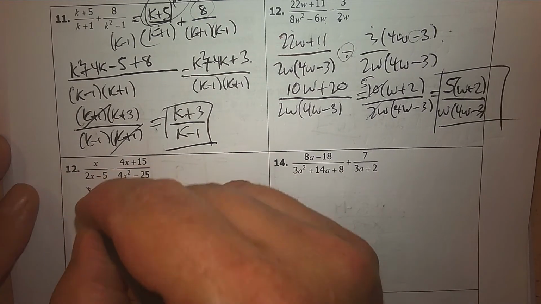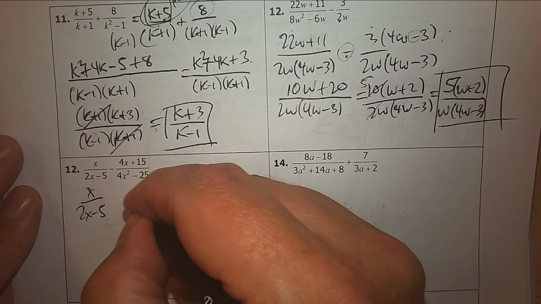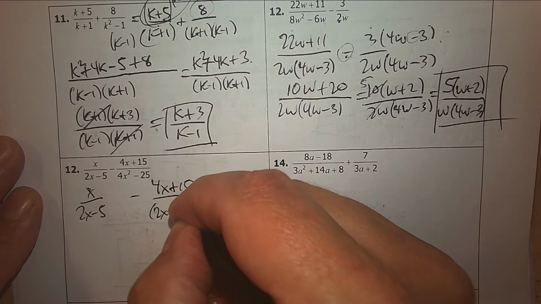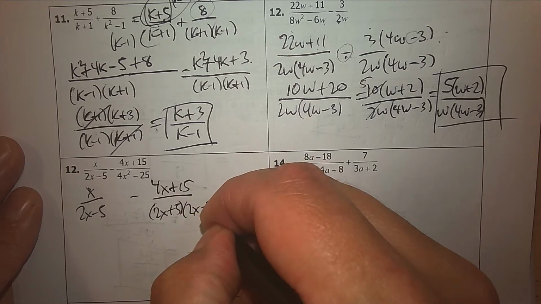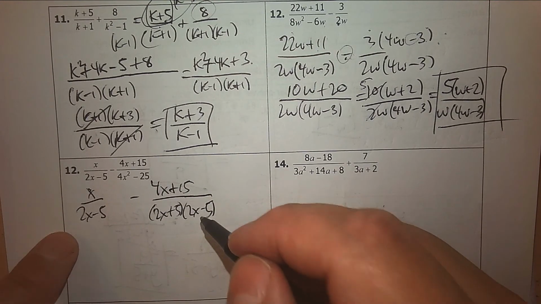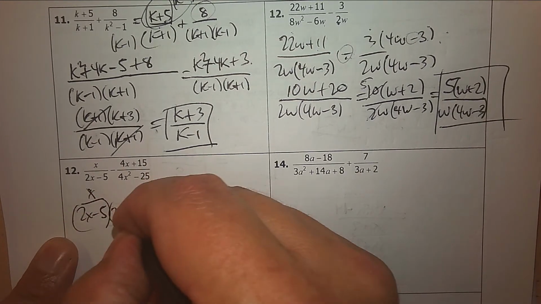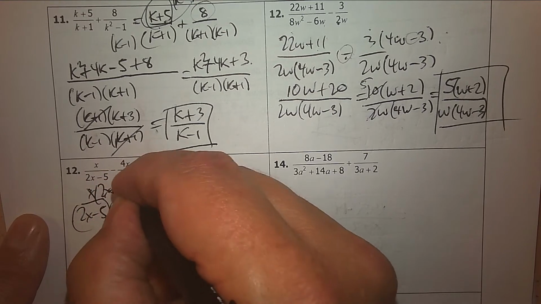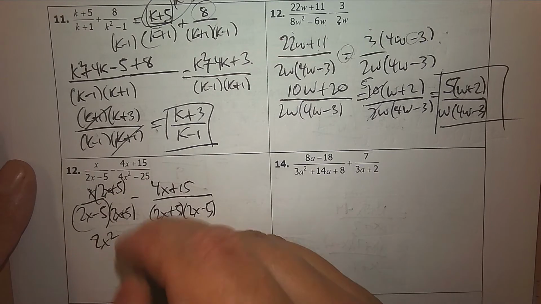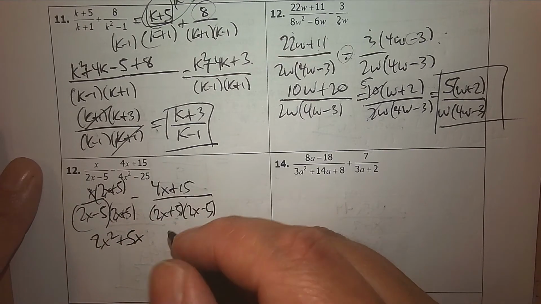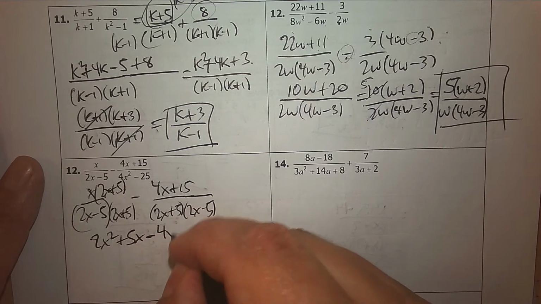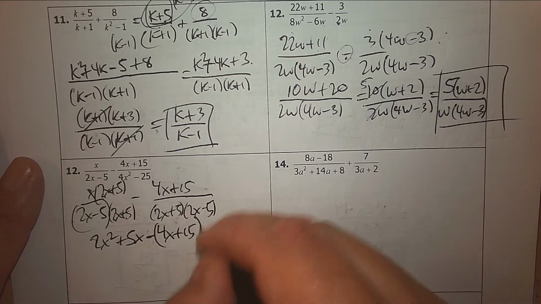So first one's prime. The second one is going to be a difference of squares, so it's 2x plus 5, 2x take away 5. And then what does the denominator need that it doesn't have, that the other one has, is 2x plus 5, top and bottom. So now the denominators are the same. So I got 2x squared plus 5x. And then I am subtracting 4x plus 15. And make sure that when you subtract, it belongs to both.